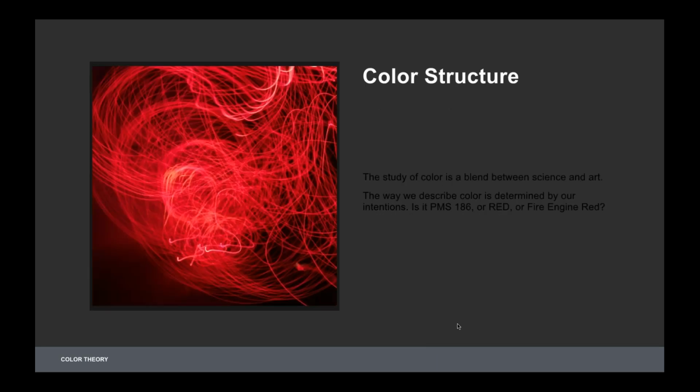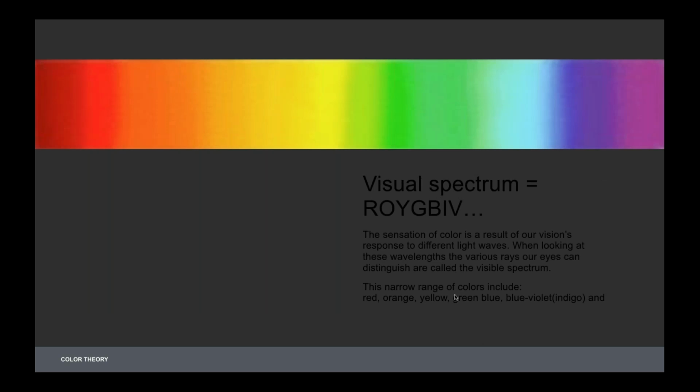Talking about color, structuring it, getting a grip on it. We're going to talk about Pantone in a little bit. But these are the things that we need to know as designers. The visual spectrum is ROY G. BIV. You've heard that before, right? This is all the electromagnetic waves we can see.